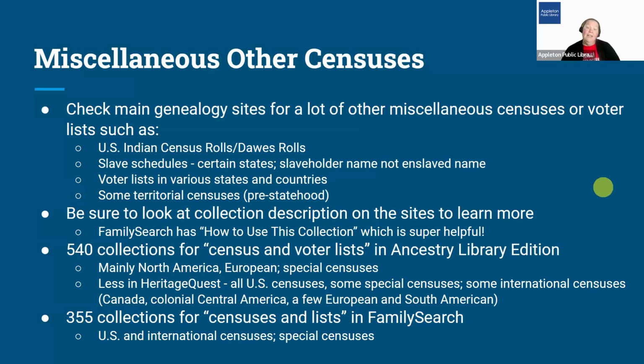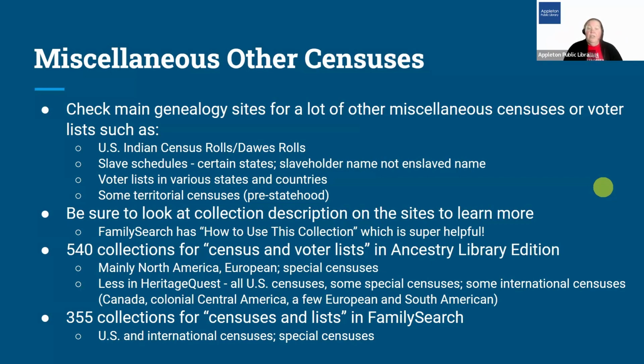Be sure to look at a collection description. If you see a little area on FamilySearch that says how to use this collection, be sure to read that, because it's going to tell you more details on how to use that collection, including maybe this county's missing, or what data you might expect to find in that collection, or what potential updates might be happening to this collection. There's also a spot if you scroll down on Ancestry or on HeritageQuest where you can learn a little bit more about that collection before you do that keyword search.